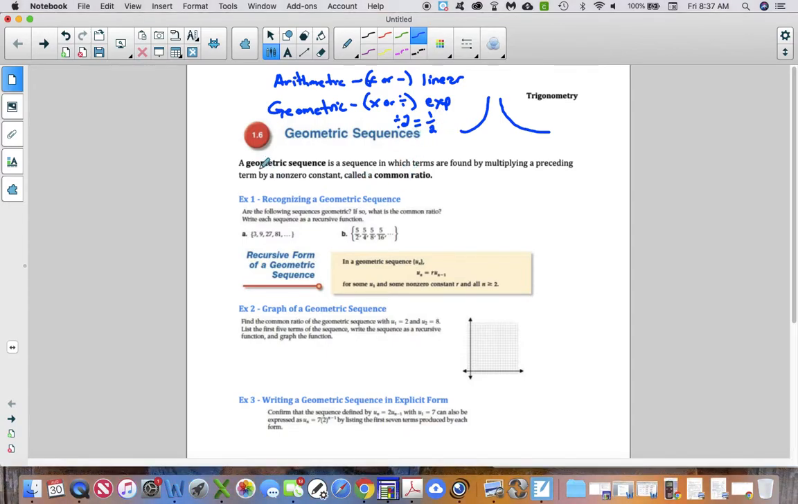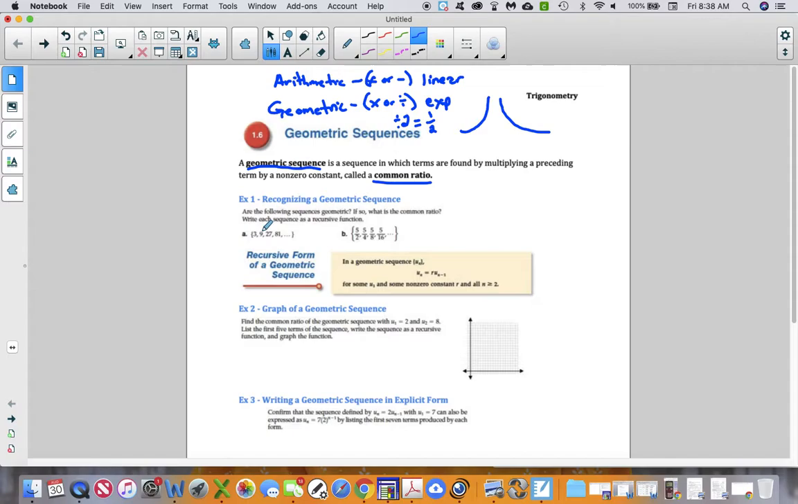Okay, so in a geometric sequence, you have the same thing. You have a common ratio. In arithmetic sequences it was called the common difference, where you were adding or subtracting that number each time. So the common ratio is just what you're multiplying by each time.